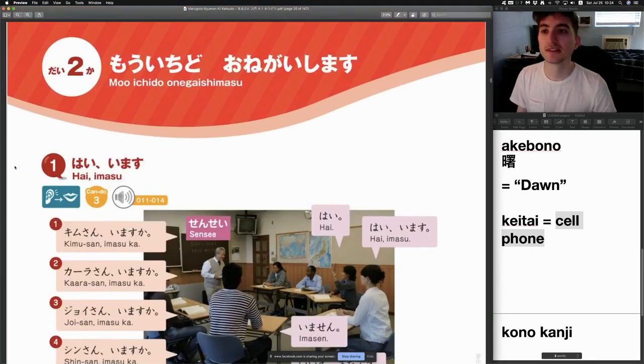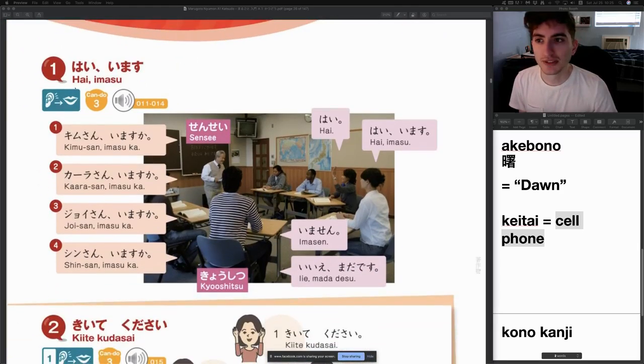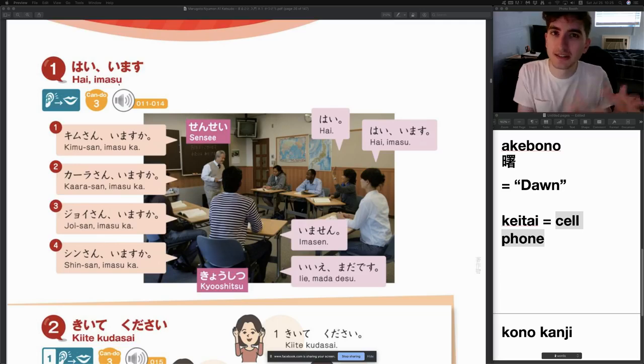Lesson 2. もう一度お願いします. One more time, please. This is lesson 2. Section 1. はい、います. はい means yes, if you didn't know that already. います is the verb meaning to exist. We use it with people. So, he's here or she's existing here.